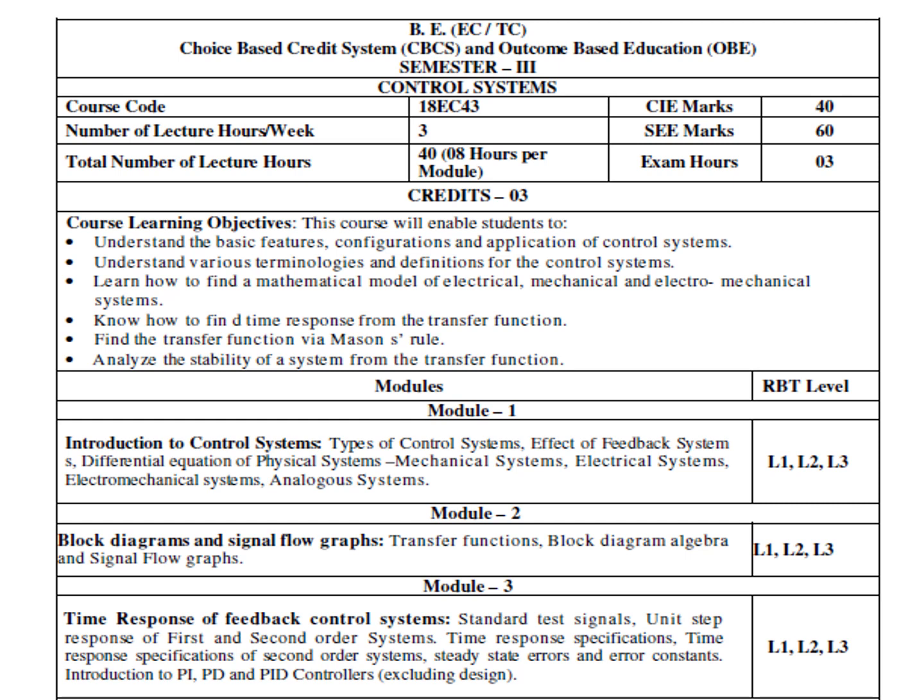In module 3, we will discuss about time response analysis of feedback control system, under which we will discuss about standard test signals, and we will study about unit step response of first order and second order system, followed by time response specifications of second order system. And then finally, another important topic will be introduced to you here, that is steady state errors and error constant. Along with this, few controllers are introduced in the syllabus, that is a brief introduction about PI, PD and PID controllers are discussed here.